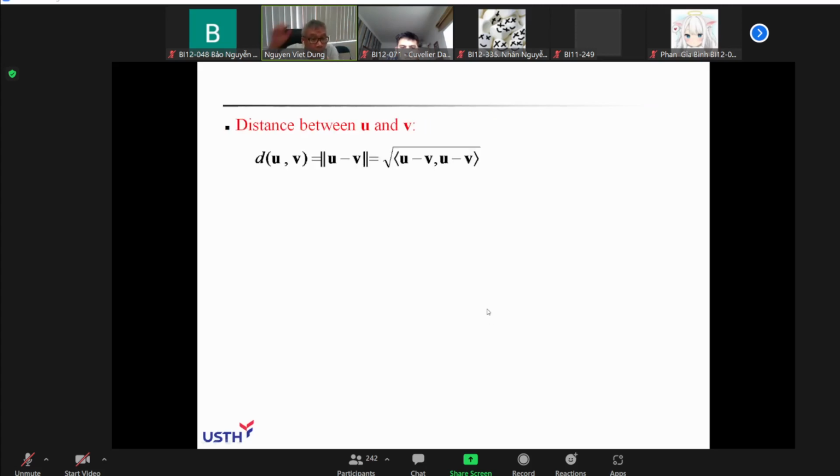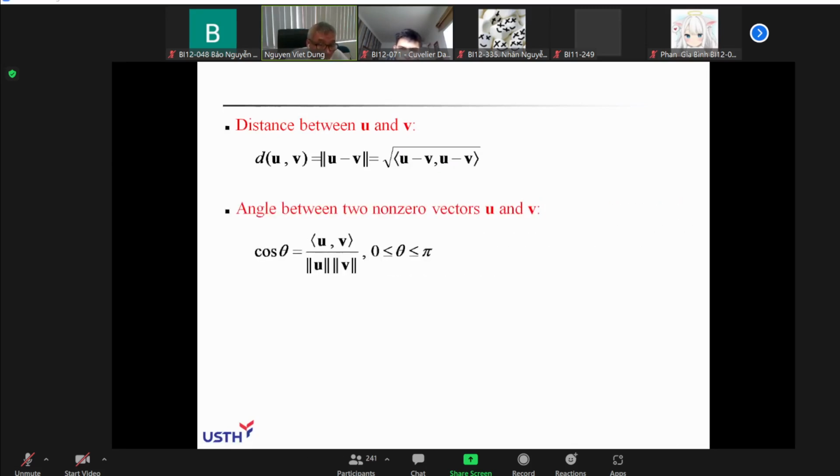And also we can define the distance between u and v. That is the norm of the difference u minus v. Or by formula, you take the square root of that inner product. So that is quite similar to the Euclidean n-space. Also, the angle between two non-zero vectors u and v can be defined by theta, satisfying that the cosine of theta is that one. Here is the inner product divided by two things.